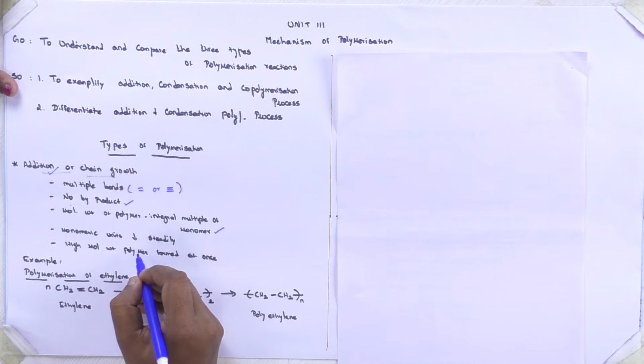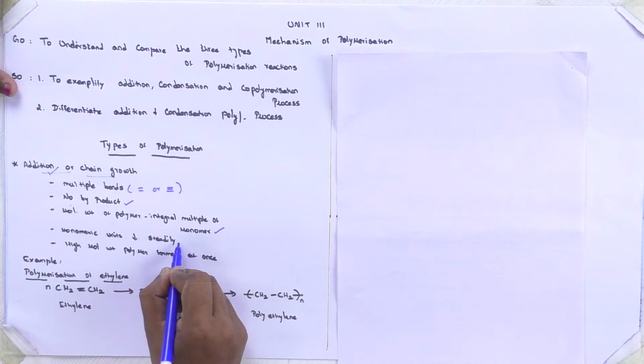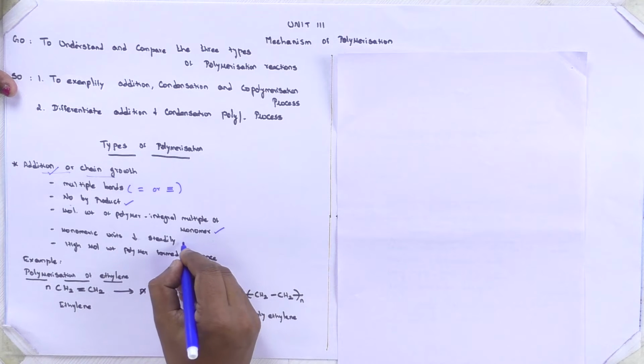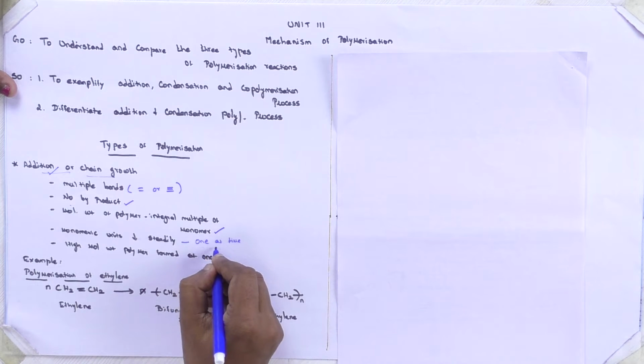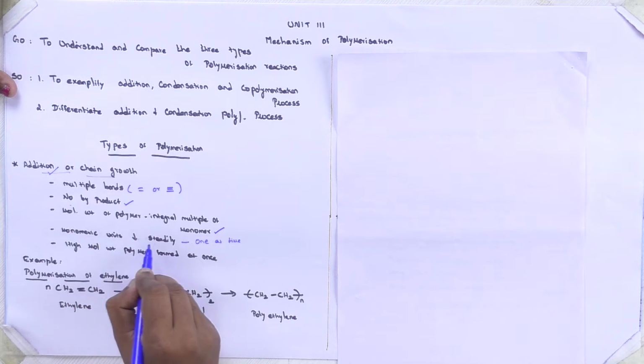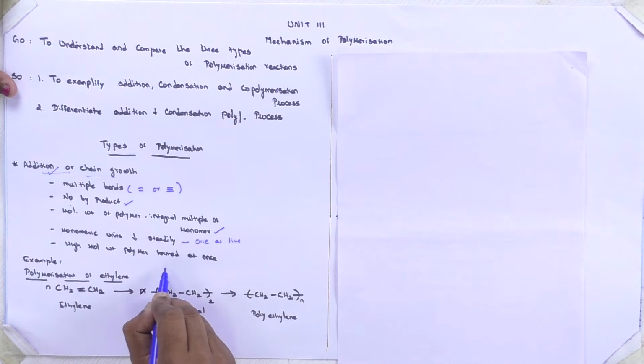Next is the number of monomeric units. Here it decreases steadily throughout the reaction because the monomers add to the polymer one at a time. The first monomer will be formed, then the second monomer will add to the first monomer and so on. Therefore, one monomer will be added at a time, and the monomeric units will decrease steadily throughout the polymerization process. High molecular weight polymers are formed at once, because a longer reaction time gives a high yield. So these are the characteristics of addition or chain growth polymerization.